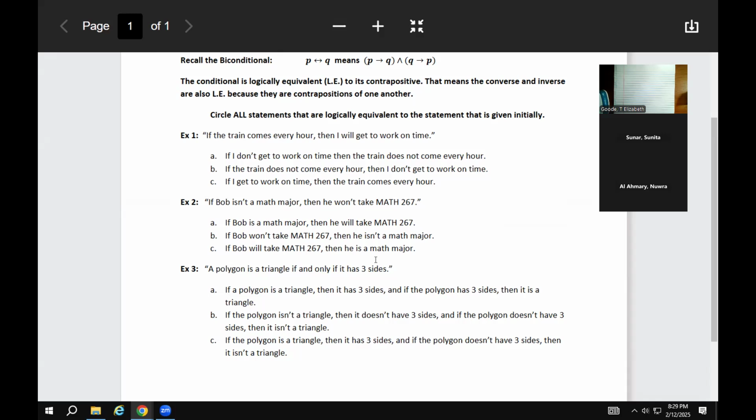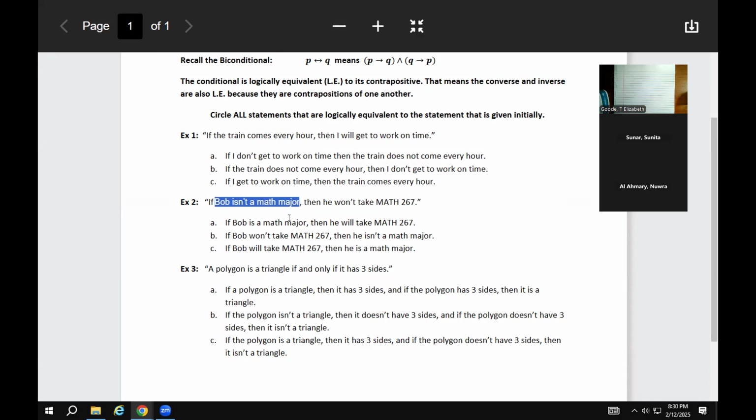Okay, for the second example, it starts out: if Bob isn't a math major, then he won't take Math 267. So I put it down as the contrapositive because that's its form. In your key, how did you represent that Bob isn't a math major? I put not P equals Bob is a math major.